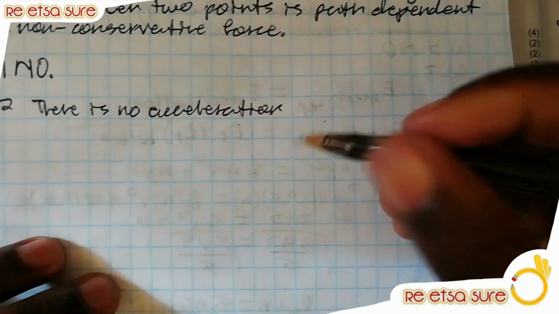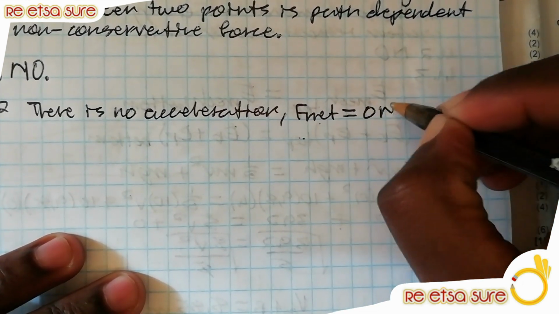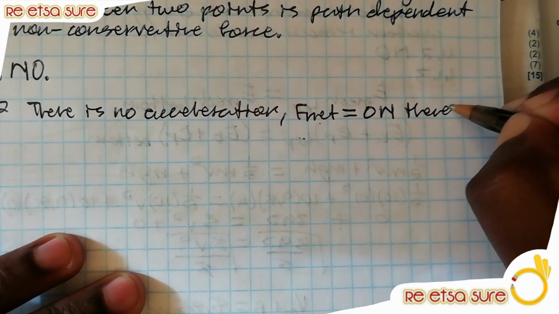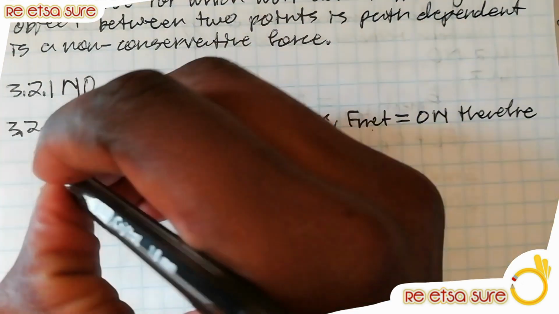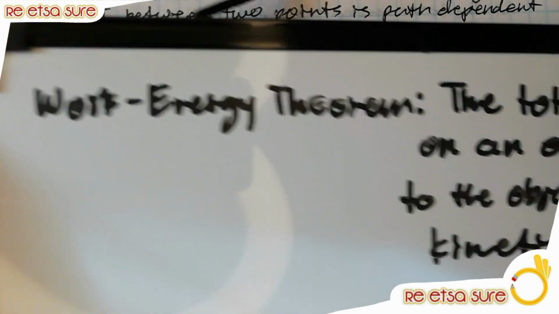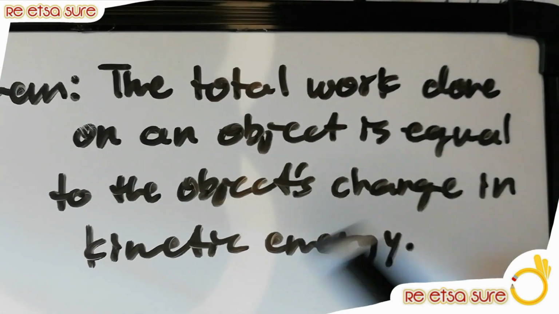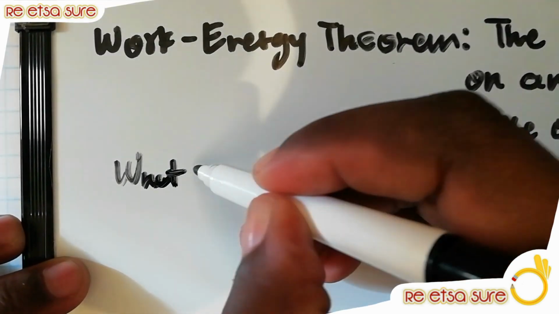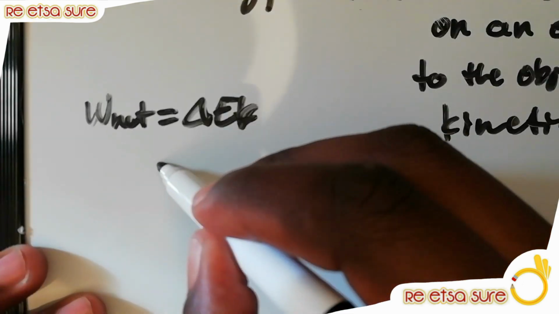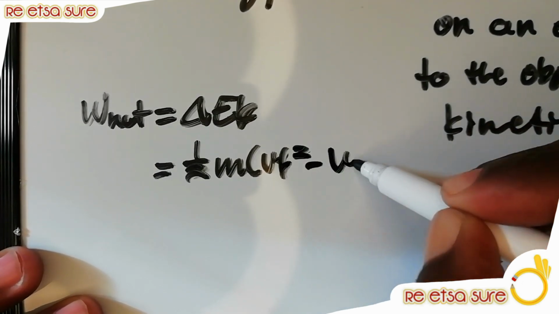And if there is no acceleration, then F net is equal to 0 newtons, and therefore W net is also equal to 0. Remember the work energy theorem, which states that the total work done on an object is equal to the object's change in kinetic energy. Change in kinetic energy simply means that we have V final squared minus V initial squared.